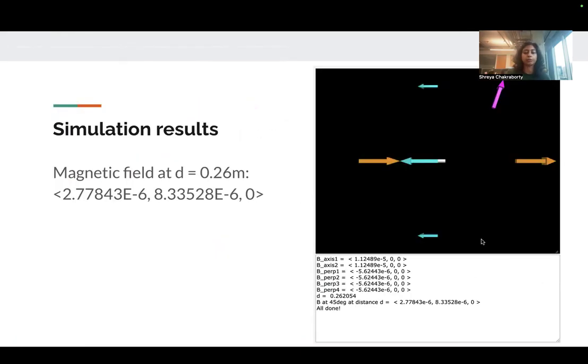And here's the result of my simulation. I got some on-axis arrows that match with the effect of the dipole on the magnetic field. And then these are the off-axis and perpendicular ones as well.